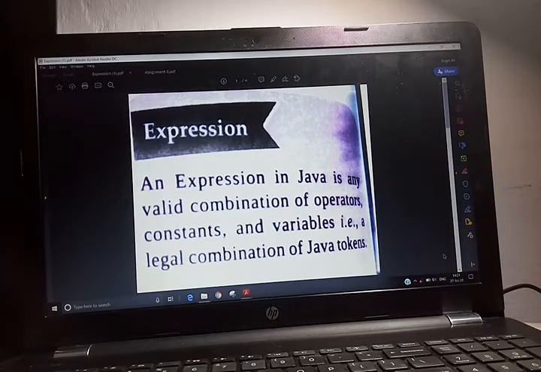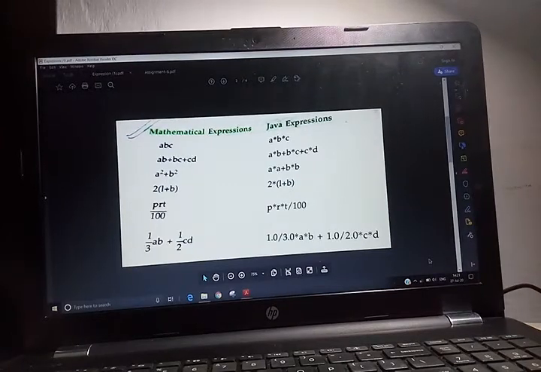If an expression is formed using an arithmetic operator, it is an arithmetic expression. If an expression has a relational Boolean operator, it is a logical or Boolean expression. In arithmetic expressions, some are pure expressions and some are mixed expressions. Here are some mathematical expressions.